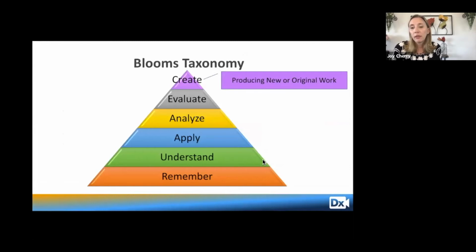And then finally, we hit the create. This is our wheelhouse as educators. This is where 90% of our effort goes. This is what we work toward. And this is producing new, original work. And this is really to support the student and all of the other learning planes.